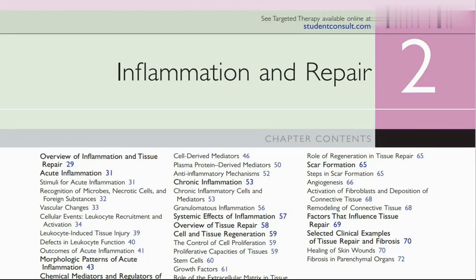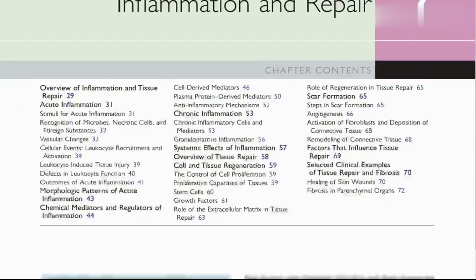I am here to teach you the pathology from the Robbins Basic Pathology book. I have started from chapter number 2, that is inflammation and repair, while I will discuss cell injury later on. So today I will give you the overview of inflammation and tissue repair.